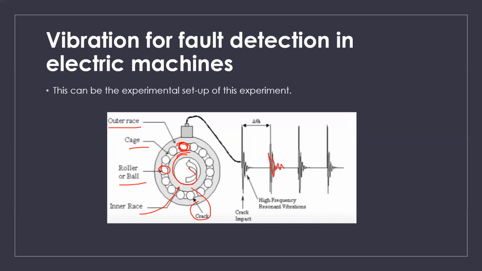But let us consider a crack in the outer race or inner race, or on the ball bearing. When this bearing comes near the accelerometer, it produces a certain disorder or crack impact in the waveform. As we can see, this waveform is distinct from the other two waveforms. This can be said to be a simple experimental setup for vibration for fault detection in an electrical machine.